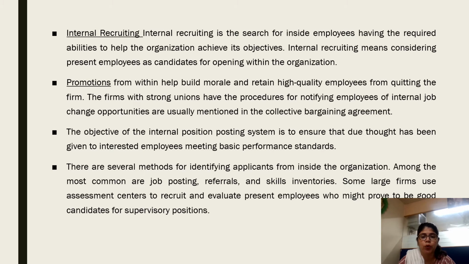Internal recruitment means considering present employees as candidates for openings within the organization. And the very first thing that is done is promotion. Whenever there is a vacancy and you find the right candidate who can succeed in that particular position, you will definitely promote that person. It is not only going to motivate him, but also inculcate the same feeling in the other people.